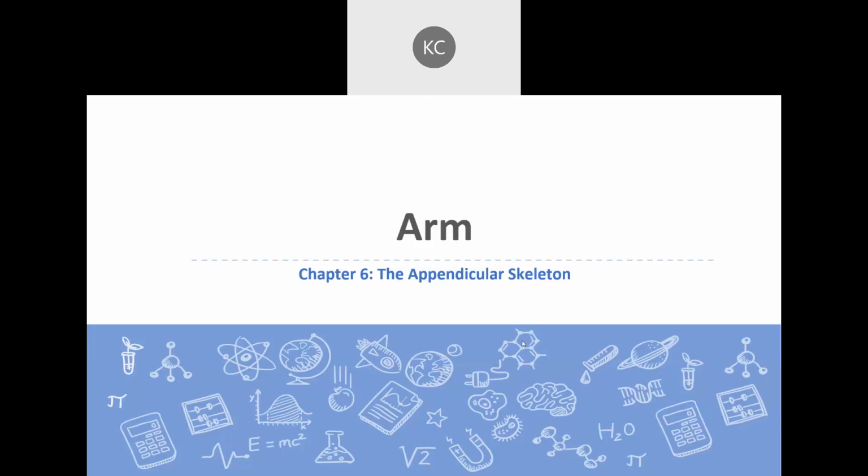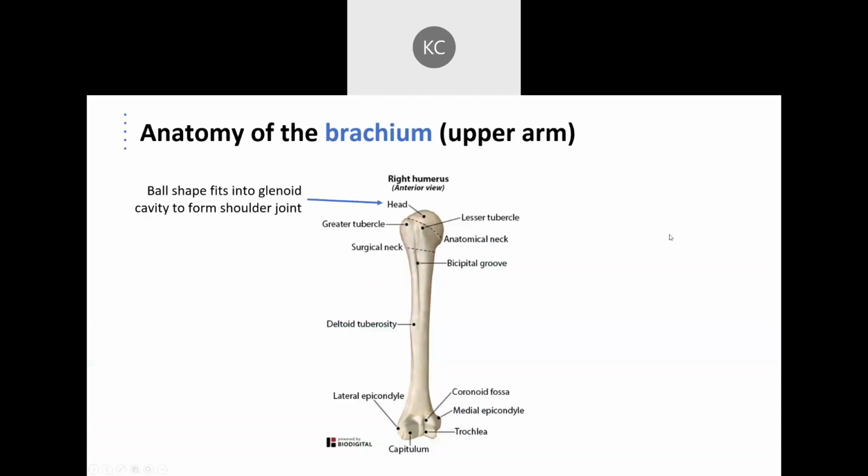All right, so welcome to part two of our appendicular skeleton lecture, and we're going to be now looking at the bones of the arm. So we'll start off by looking at the humerus. We're going to look at the region generally referred to as the brachium, which just means the upper arm. All right, and so we're going to look at a number of different spots on the arm.